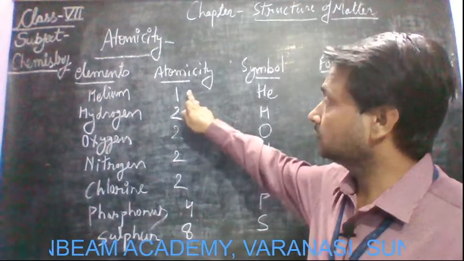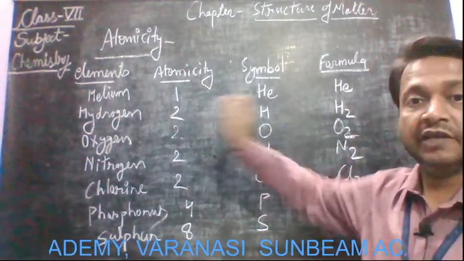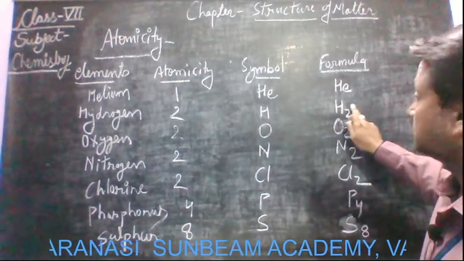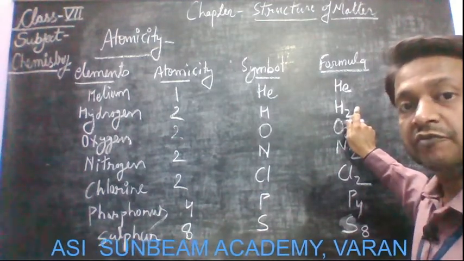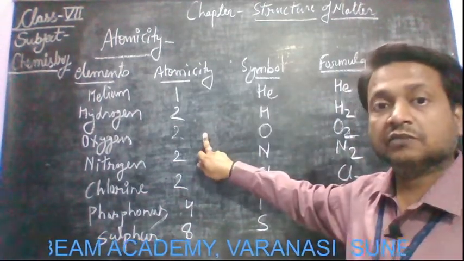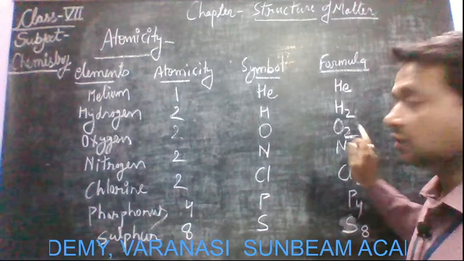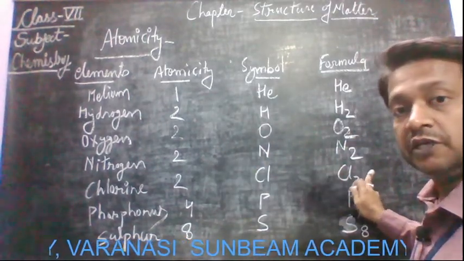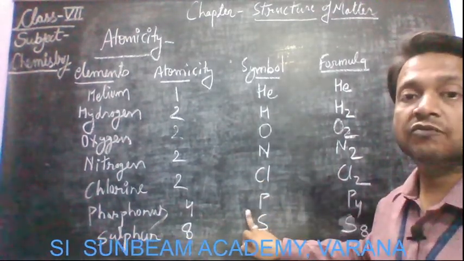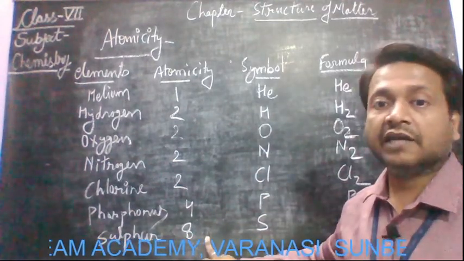The number of atoms present in one molecule of these elements: one molecule of helium is made up of one atom, one molecule of hydrogen is made up of two atoms of hydrogen, one molecule of oxygen is made up of two atoms of oxygen, one molecule of nitrogen is made up of two atoms of nitrogen, one molecule of chlorine is made up of two atoms of chlorine, one molecule of phosphorus is made up of four atoms of phosphorus, and one molecule of sulfur is made up of eight atoms of sulfur.